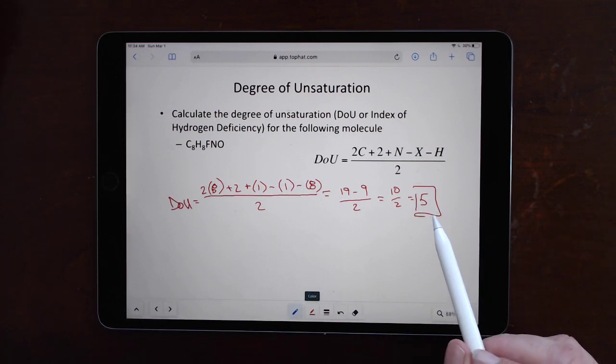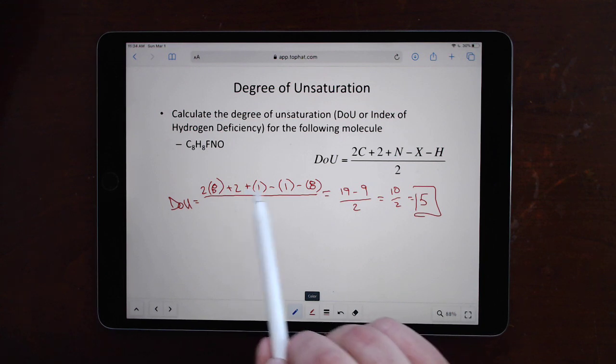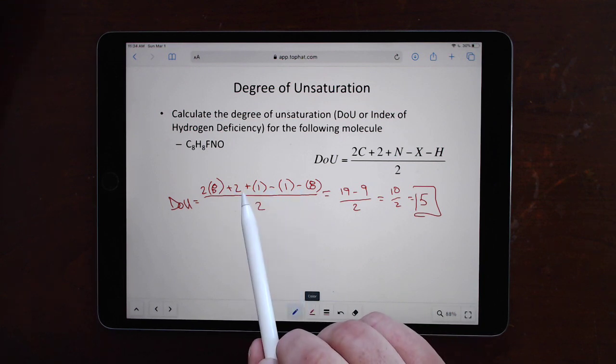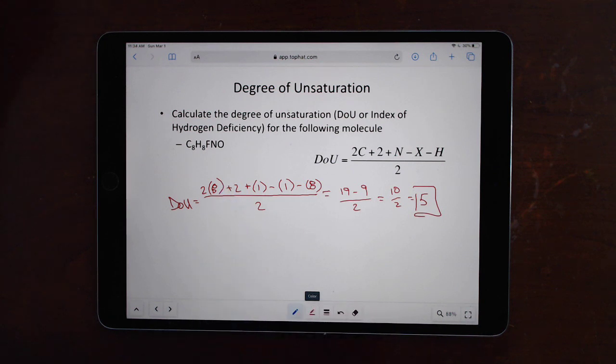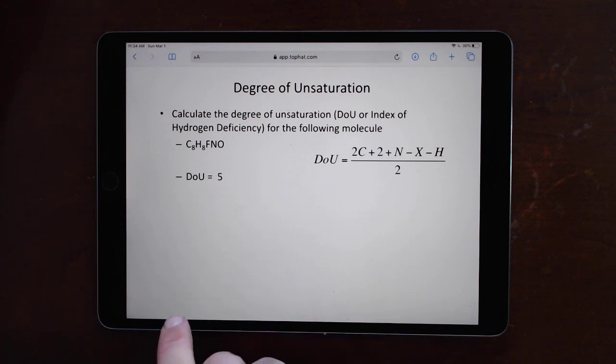So what's probably happened is one of two things. You've either switched one of the signs here, or you've forgotten the plus 2. That's usually the common mistake.